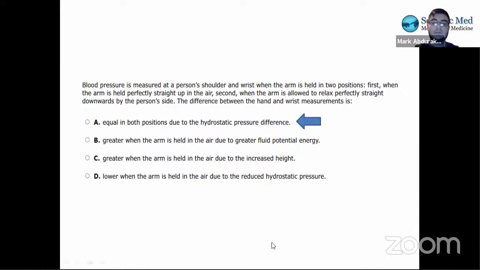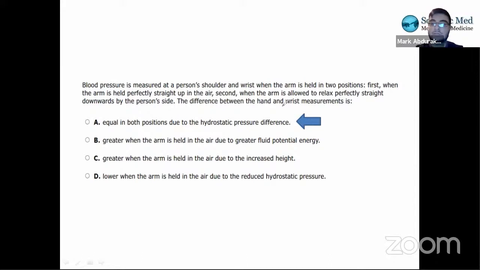The main thing to note in this problem is, again, reading the problem and being very careful with the wording. What is it asking for? They're measuring at the shoulder and at the wrist, so two different spots. Then they had the person raise the arm straight up and then hold it straight down, and measured the difference in pressure between the wrist and the shoulder in both positions. So they want to know the difference between the differences.